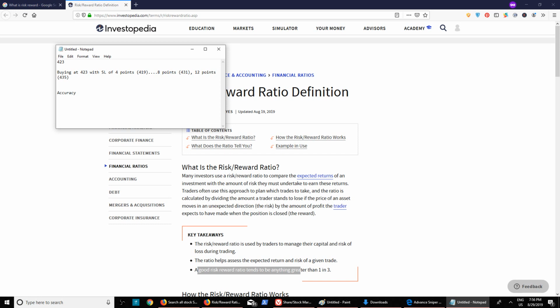Accuracy is the percentage of your trades that are succeeding. So for example, you make 10 trades based on this risk reward, and 4 trades are correct and 6 trades are incorrect. So what is your accuracy percentage here? It's basically 40%.